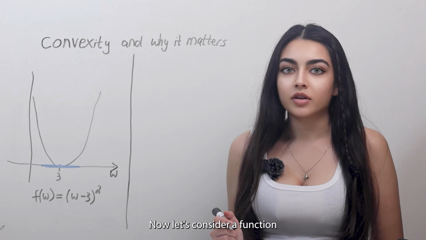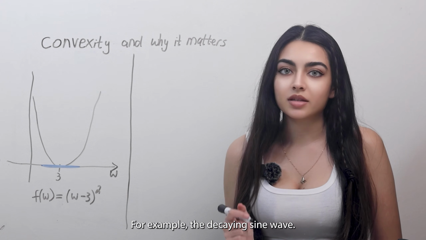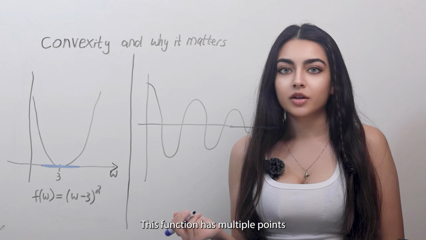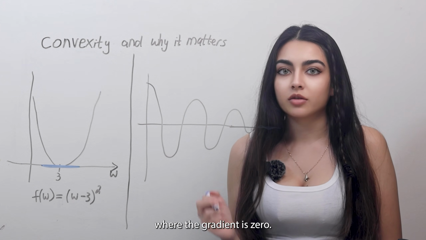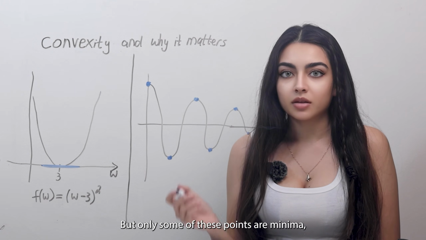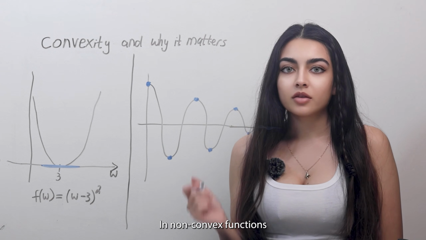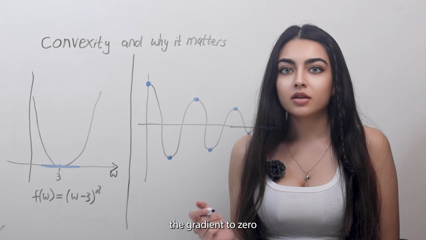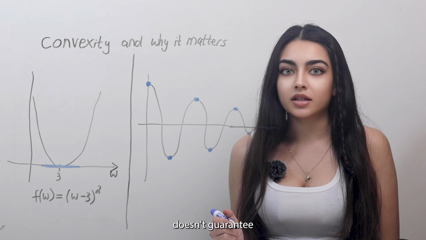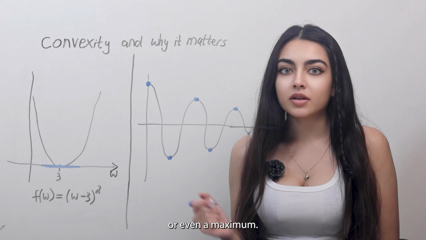Now let's consider a function that has multiple peaks and valleys. For example, the decaying sine wave. This function has multiple points where the gradient is 0. But only some of these points are minima. Others are maxima or saddle points. In non-convex functions like this, setting the gradient to 0 doesn't guarantee that we've found the global minimum. It could be a local minimum or even a maximum.